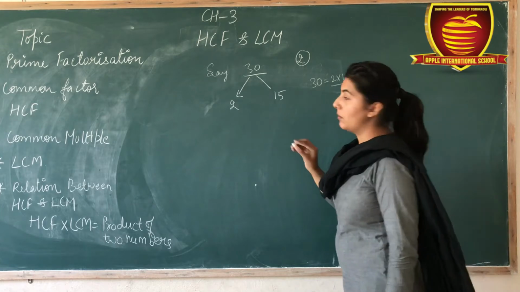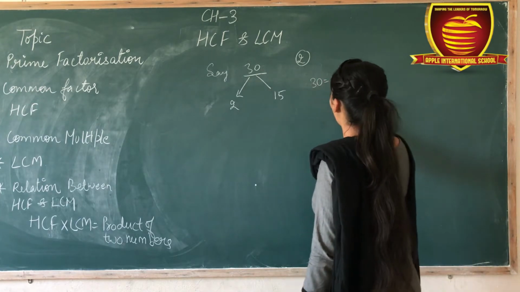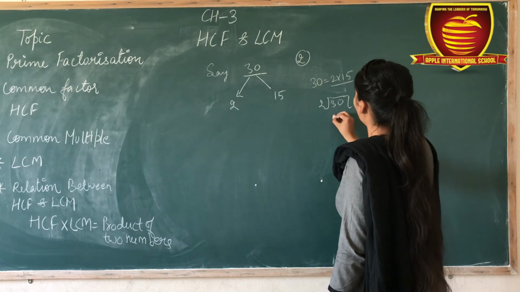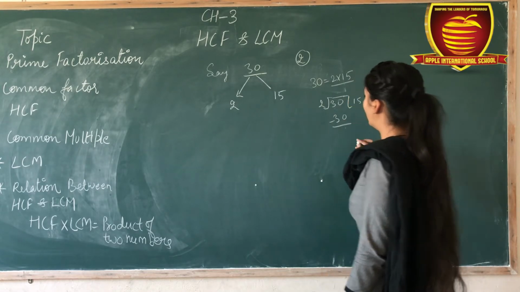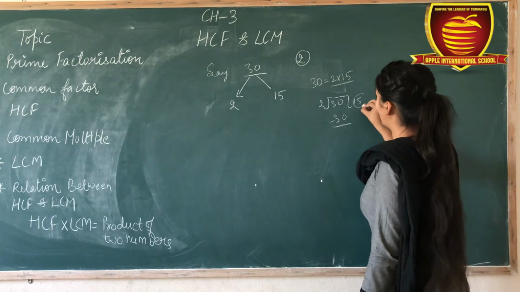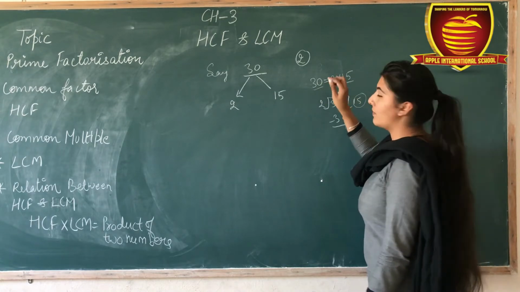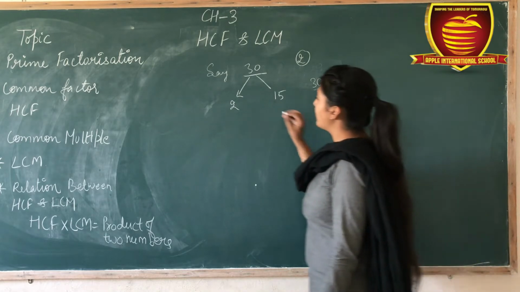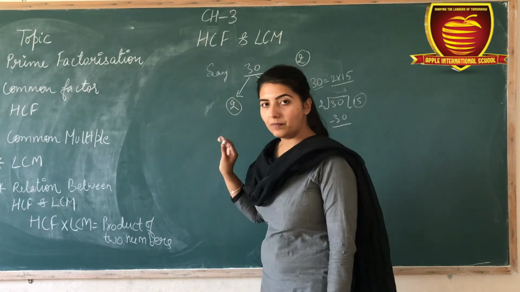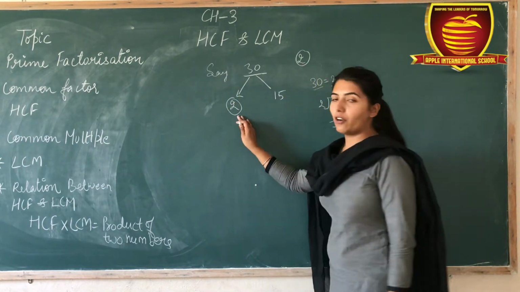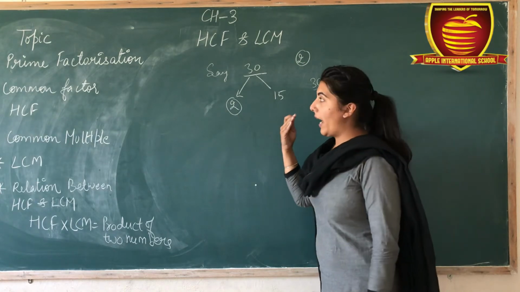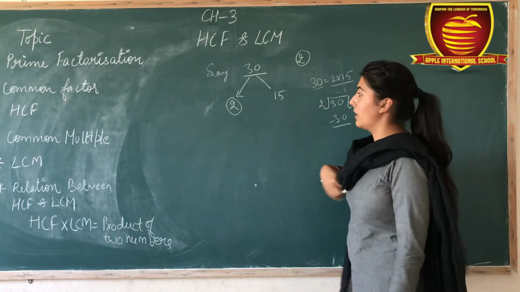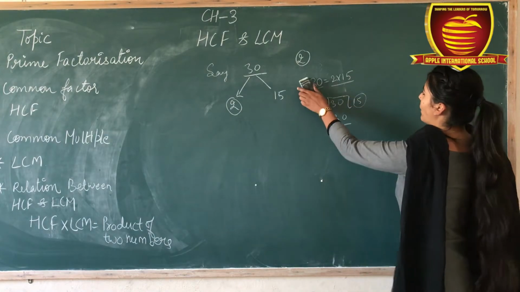How do we get it? We divide 30 by 2, and it is possible, giving 15. So here we can write that 30 is factorized into 2 and 15. Now 2 is a prime number, so it cannot be divided further into any smaller prime number, because it is itself the smallest prime number. Now we are talking about the 15.